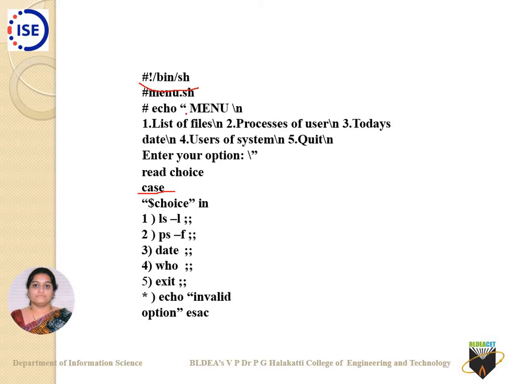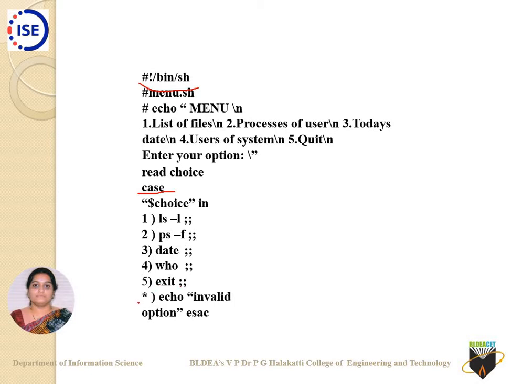One stands for list of files, which is a command that gives you list of files, ls -l. Then processes of user, ps -f. Then comes today's date. How are you obtaining today's date? It is with date as a command. Users on that particular system, I can get it by the command called who. And the fifth one is quit. If you are using the fifth option, it is exit.